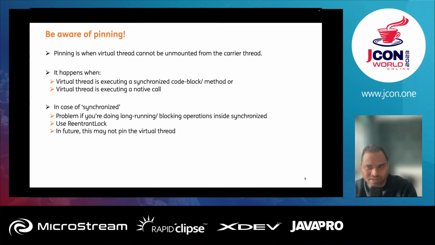you can actually replace the synchronized code block with reentrant lock, and that will ensure that your virtual thread does not get pinned to the platform thread. Also, there is work going on. So in future, the synchronized code block or synchronized method would not pin the virtual thread to the platform thread. So then you would be free to use the synchronized code block or synchronized method.